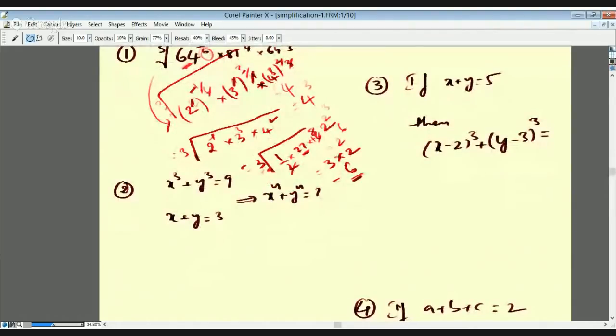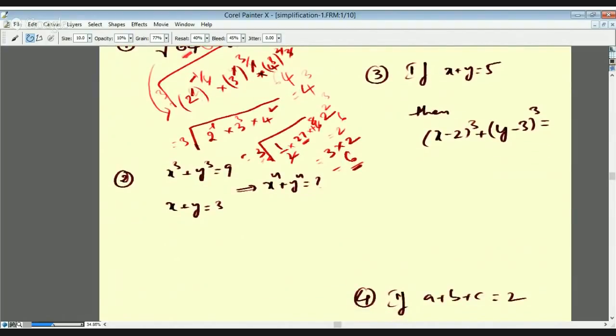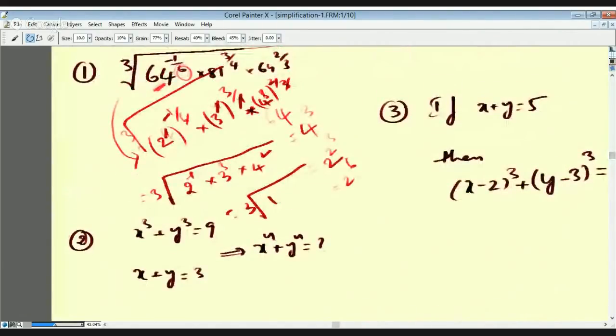In the denominator, there is a power 6, so try to write the given number in terms of power 6. Look at the problem once again. What we did initially: this is written as 2 power 6 whole to the power of minus 1 by 6, and this is 3 power 4, and 3 power 4 whole to the power of 3 by 4, and 4 power 3 whole to the power of 2 by 3.